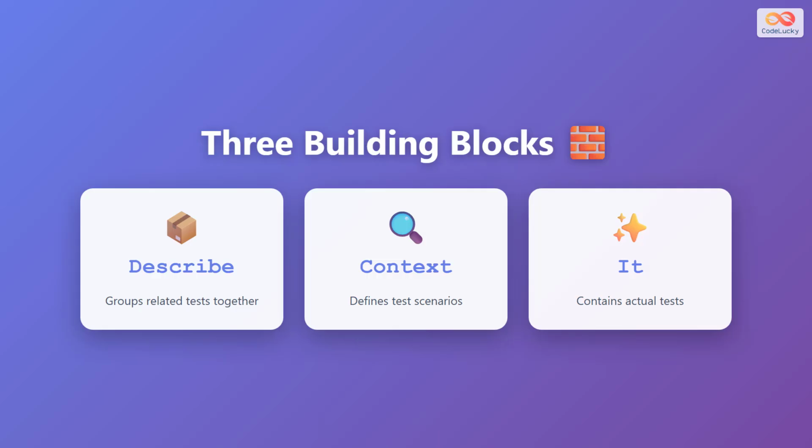Pester tests are built using three core blocks that work together hierarchically. The first is describe, which groups related tests together for a specific feature or function. The second is context, which defines different test scenarios or conditions within that group. The third is it, which contains the actual individual tests with their assertions. Think of these as layers. Describe is the container, context organizes by scenario, and it performs the actual validation. Understanding this hierarchy is crucial for writing well-structured Pester tests.